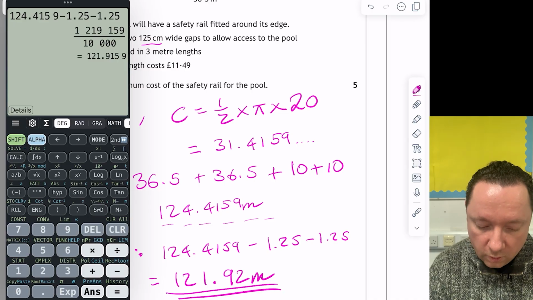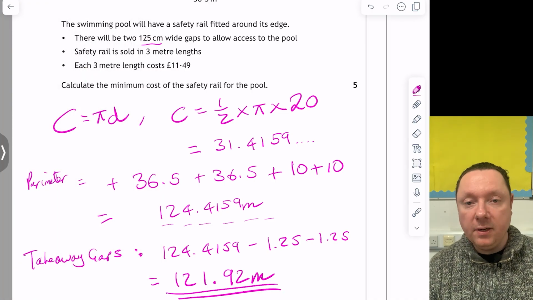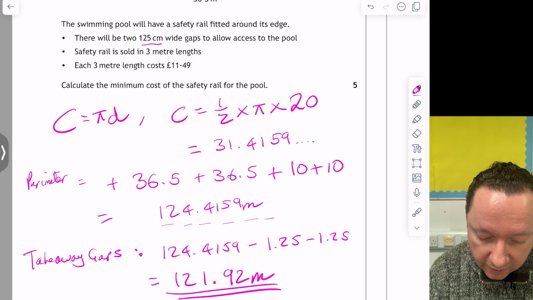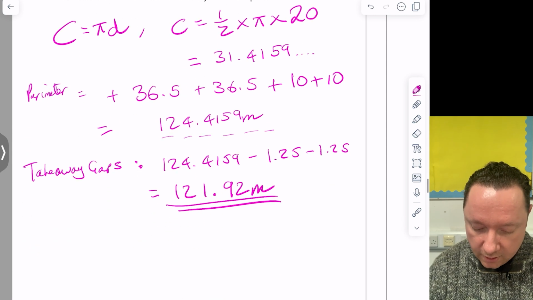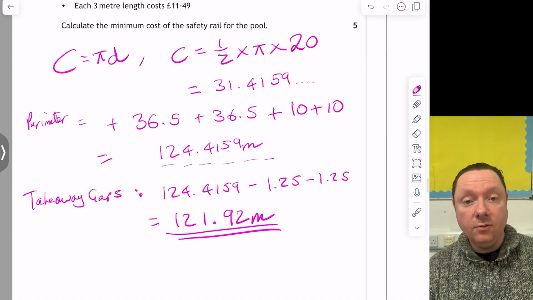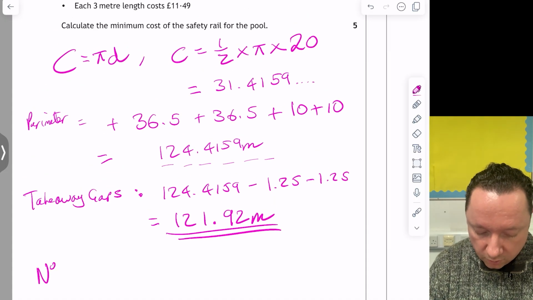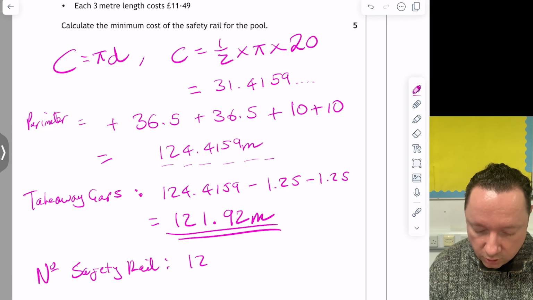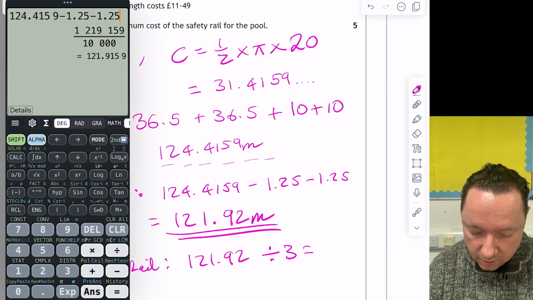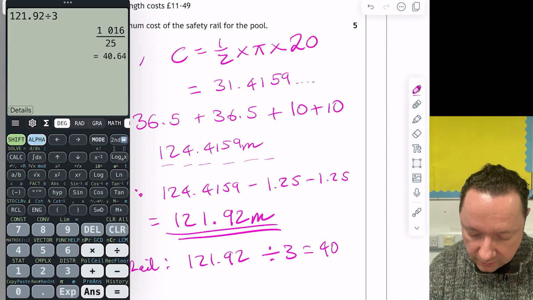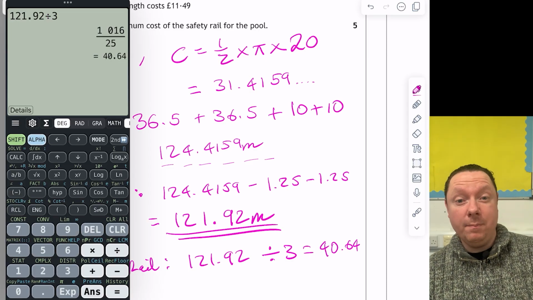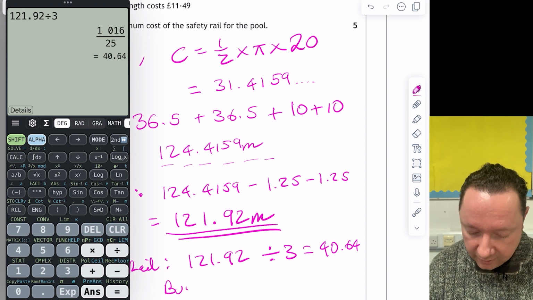So now we know the whole length we need, and we move on to the next bit, working out the cost. So it says the safety rail was sold in 3 metre lengths. Each 3 metre length costs £11.49. So I need to work out how many bits of safety rail. So number of safety rail, that's just going to be 121.92 divided by 3 because they're sold in 3 metre lengths. So 121.92 divided by 3 equals 40.64. So you're going to have to buy extra because you can't buy 0.64. So you need to buy 41.